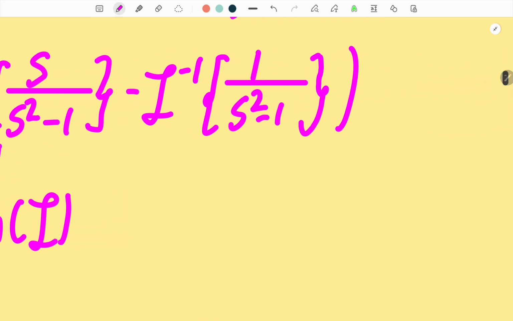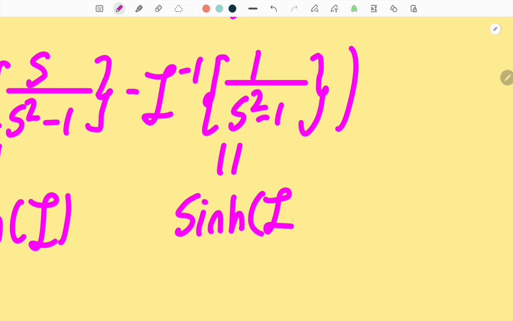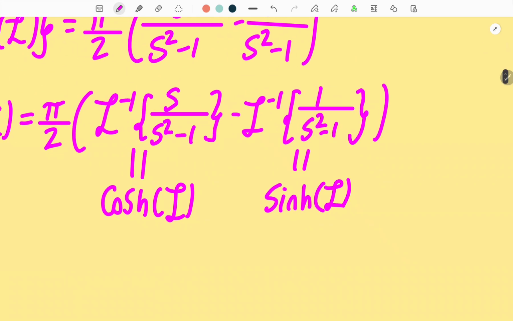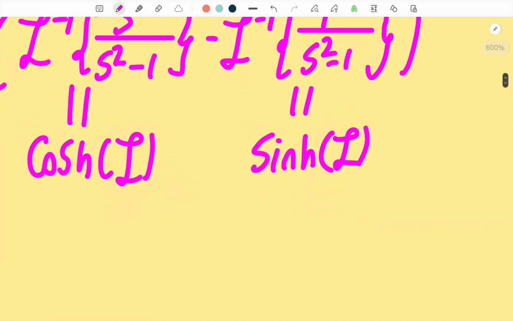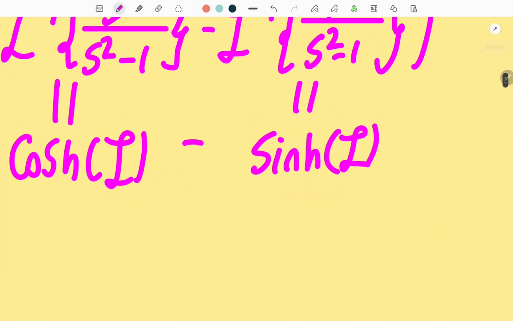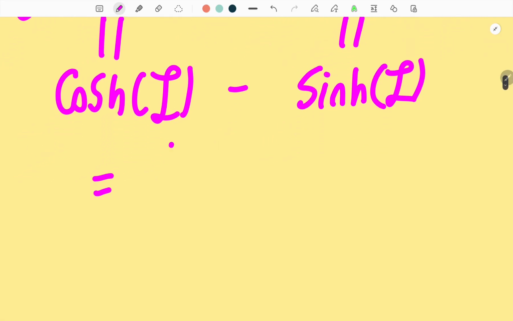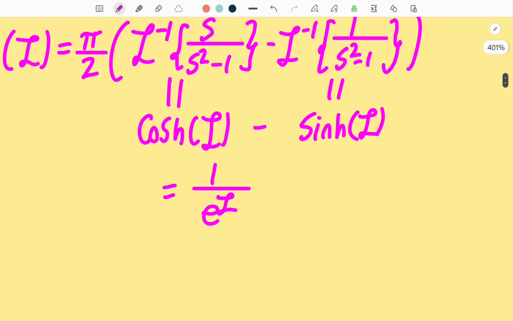Okay? And the second one will be the hyperbolic sine. So it will be the hyperbolic sine of L. There we go. Now, the hyperbolic cosine of L minus the hyperbolic sine of L is equal, if we recall, to 1 over e to the L. Or if you prefer, e to the negative L. But I prefer writing it this way.